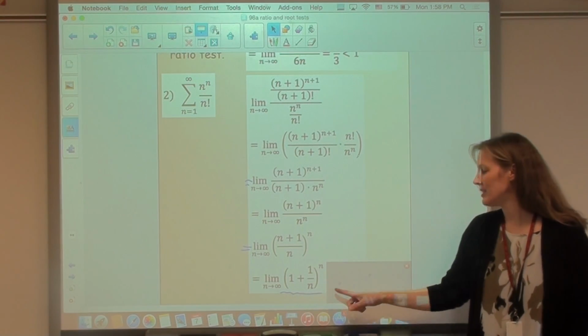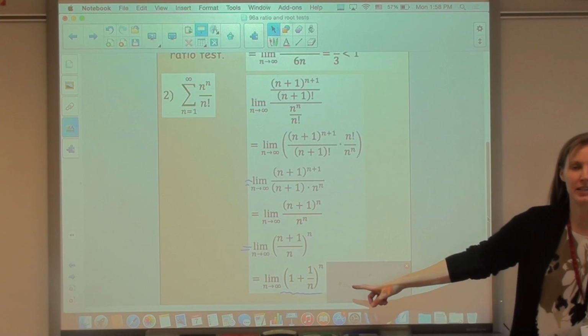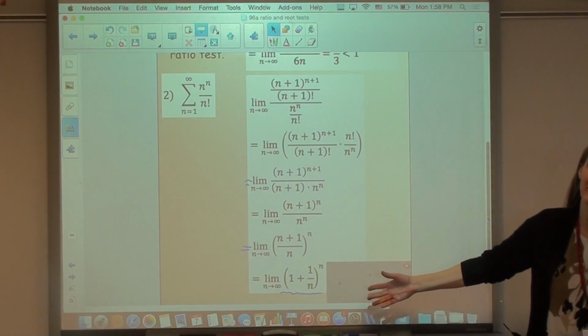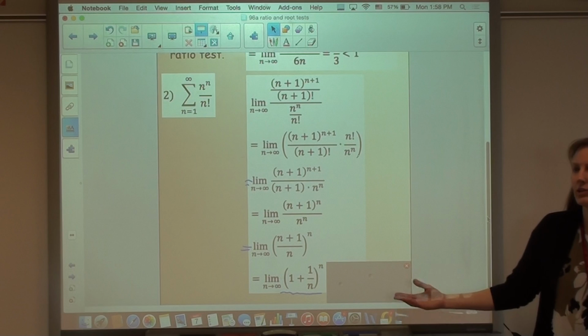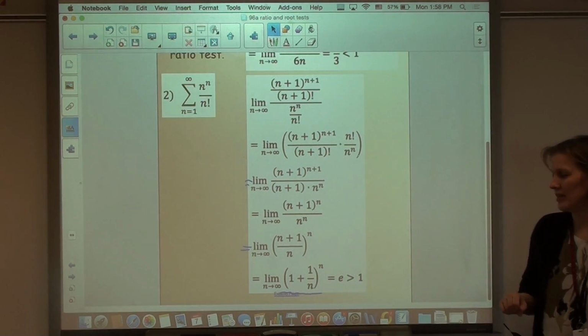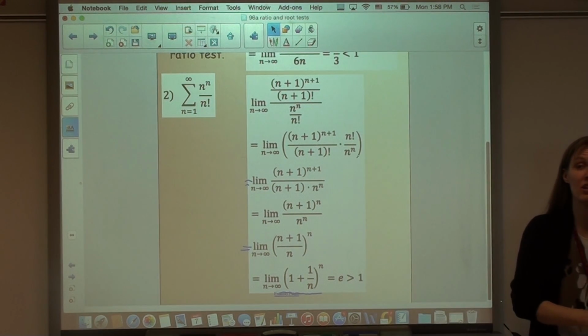you recognize that this limit, we try to emphasize you need to learn it. If you haven't learned it yet, try to learn it. It equals e, right? Which is greater than 1, so it diverges, yes.